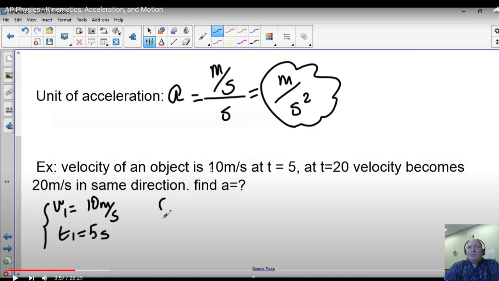And the numerator is going to be 10, right? So it's going to be 10 divided by 15, about 0.67, right?